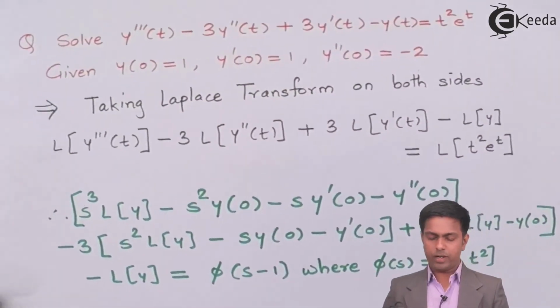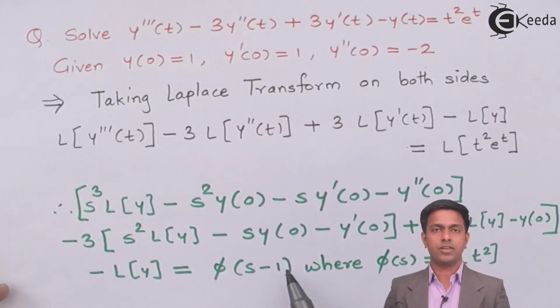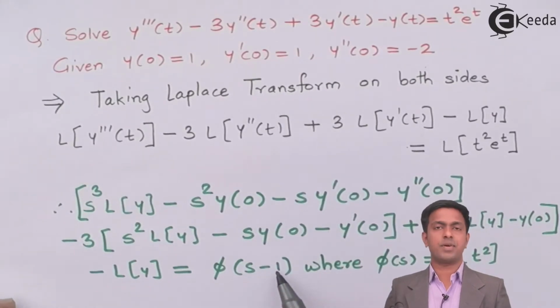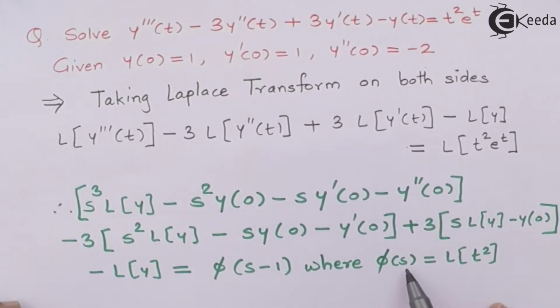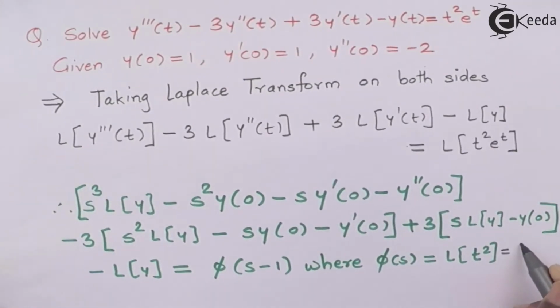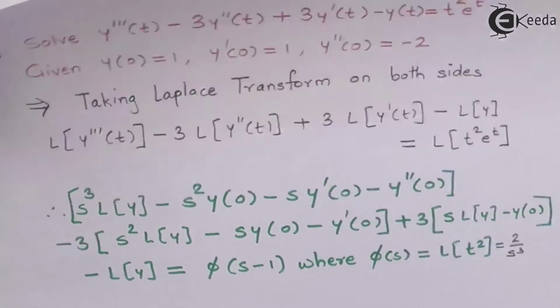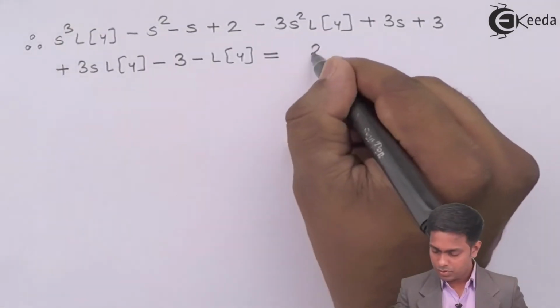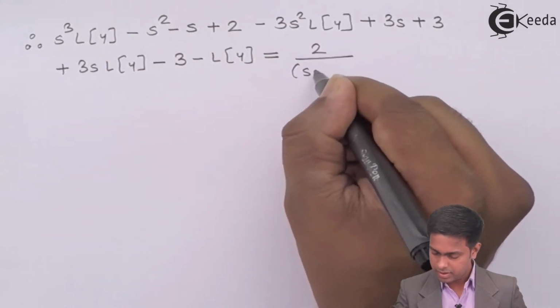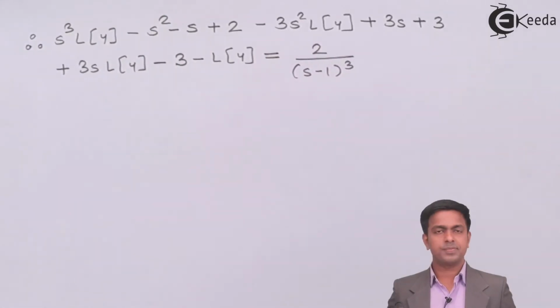is equal to, now we have to find out the value of function of s minus 1. To get the function of s minus 1, we should get the value of function of s, which is the Laplace transform of this t square. Now Laplace of t square is 2 factorial, which is 2 upon s cube. Now in this I'll put s as s minus 1. So 2 upon s minus 1 the whole cube.